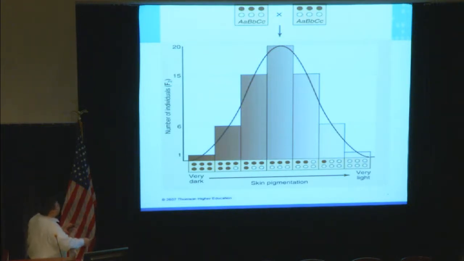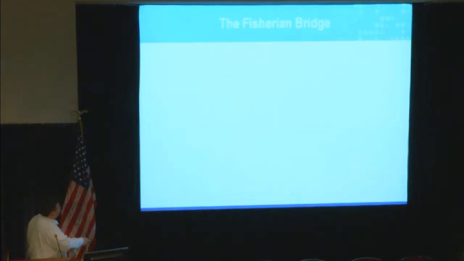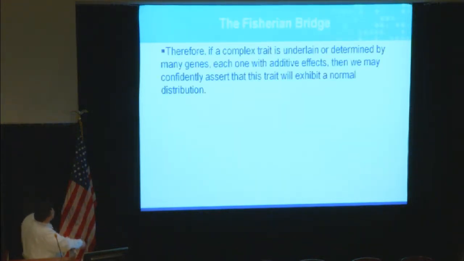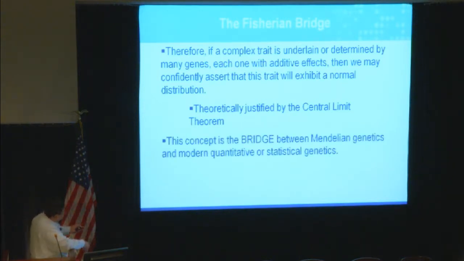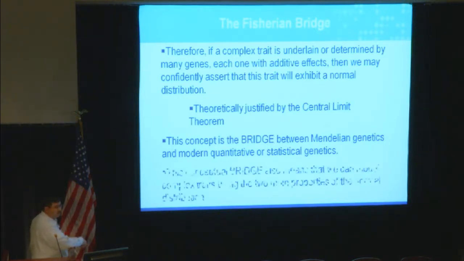So the idea here is that we can treat the aggregate effects of this system of genes as a normal distribution, right? Therefore, if a complex trait is underlain or determined by many genes, each one with additive effects, we may confidently assert that the trait exhibits a normal distribution. This is somewhat justified by the central limit theorem. We don't have time to get into that. But this concept is the bridge between Mendelian genetics and modern quantitative or statistical genetics.